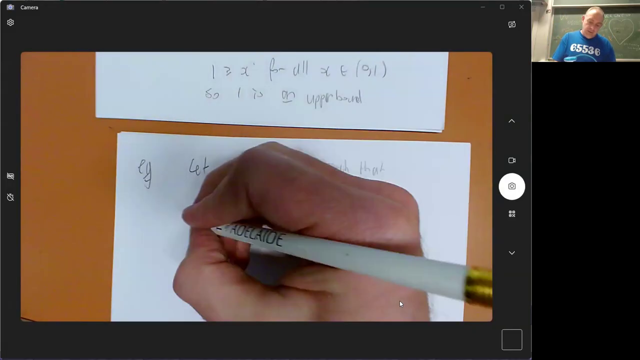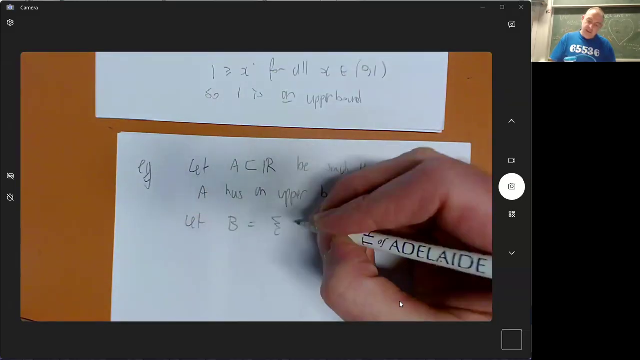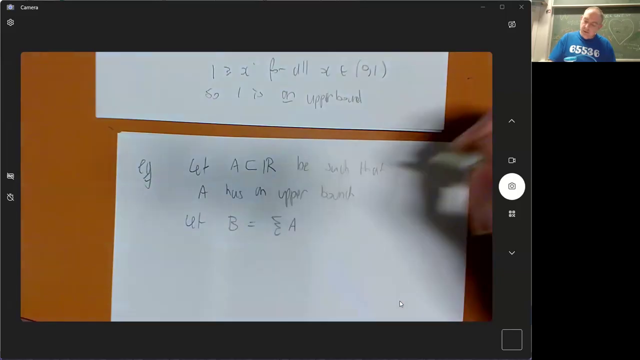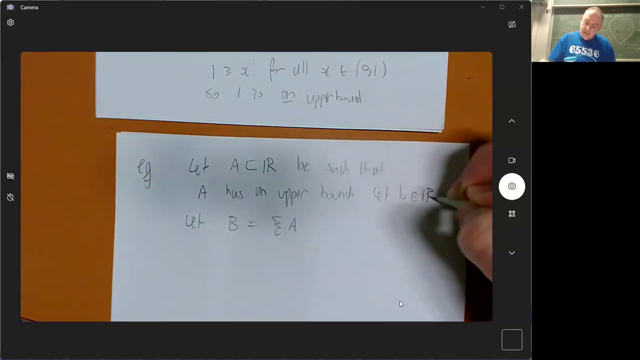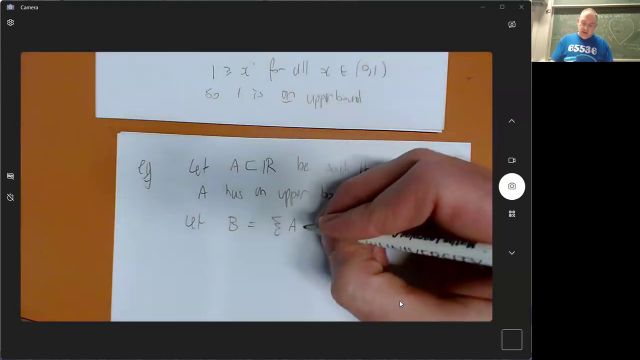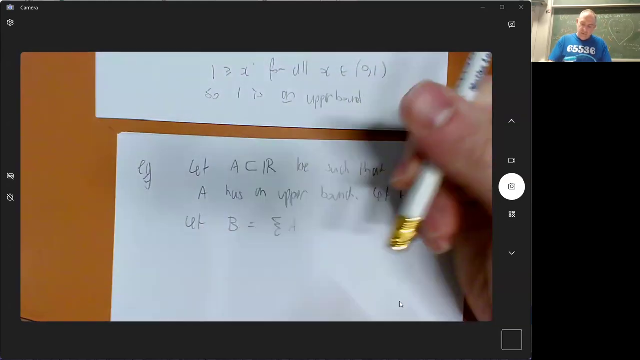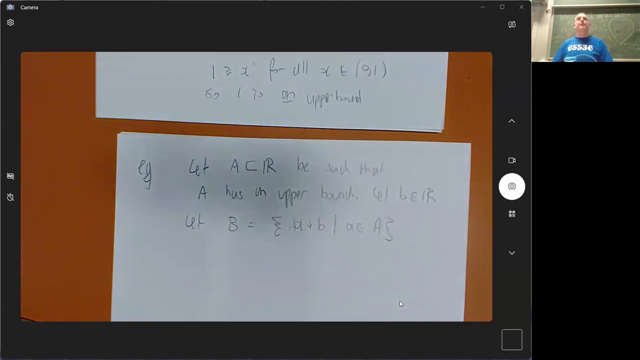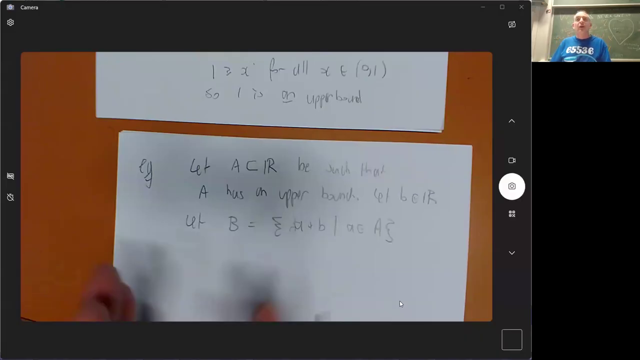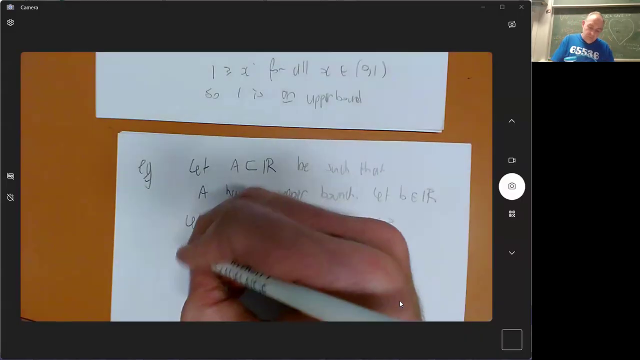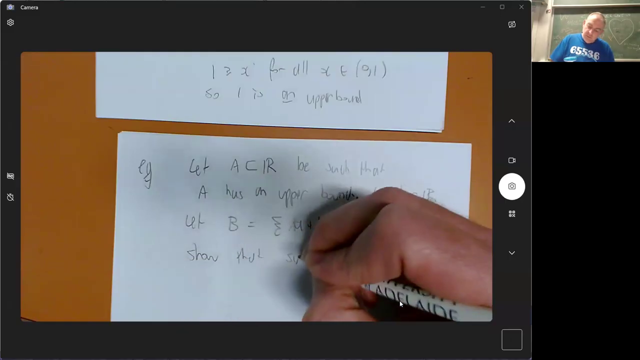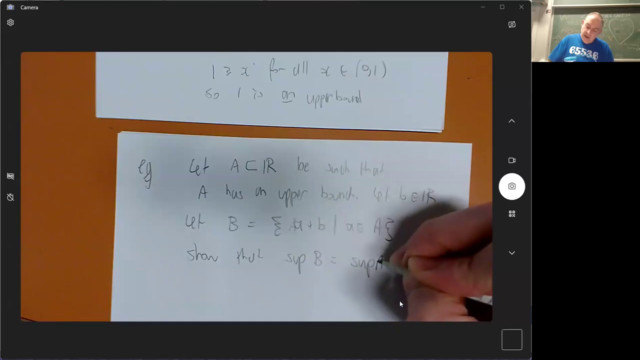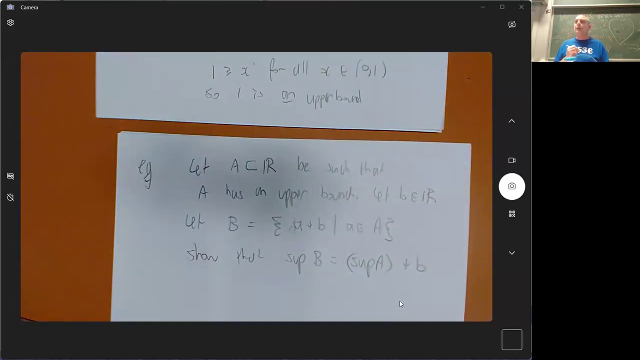Let b be a real number. Let B be the set of things that are something in A plus the number b. That's it. The set of a plus b for all the a's in A. So I've added b to everything in A. It's all been shifted over. Show that the supremum of B is the supremum of A plus b. Is that all right? I think that is the truth.